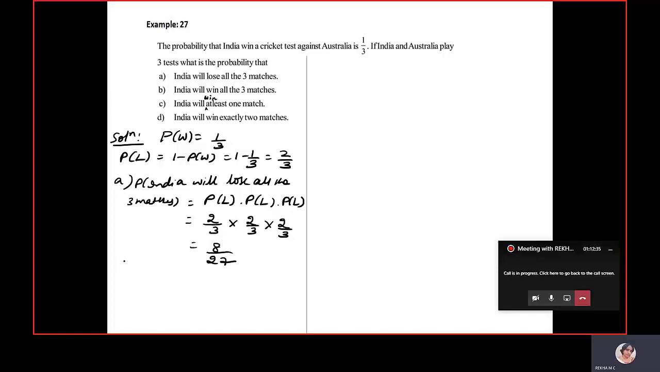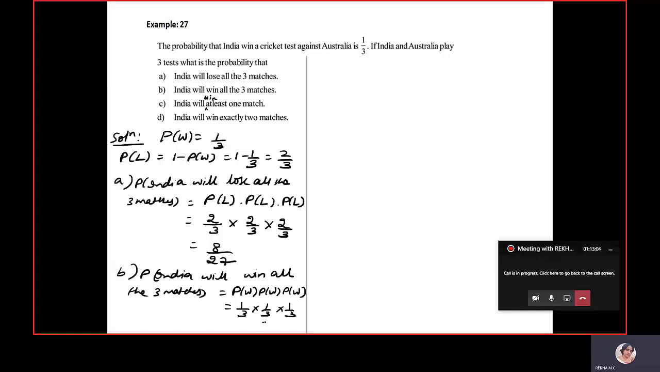So sub question B, the probability of India will win all the 3 matches. Then it will be P of W, P of W, P of W. So it is winning. So 1 by 3 into 1 by 3 into 1 by 3. It is 1 by 27. Sub question C.